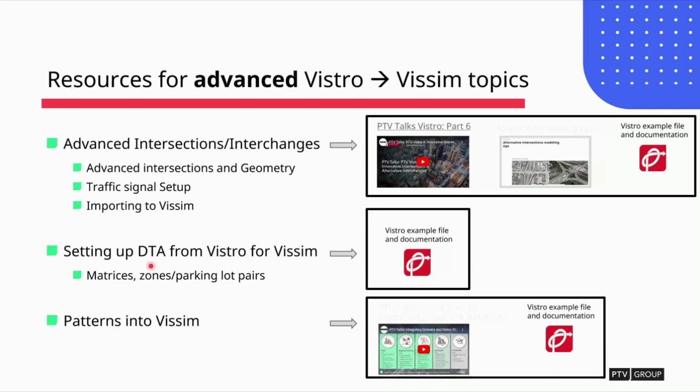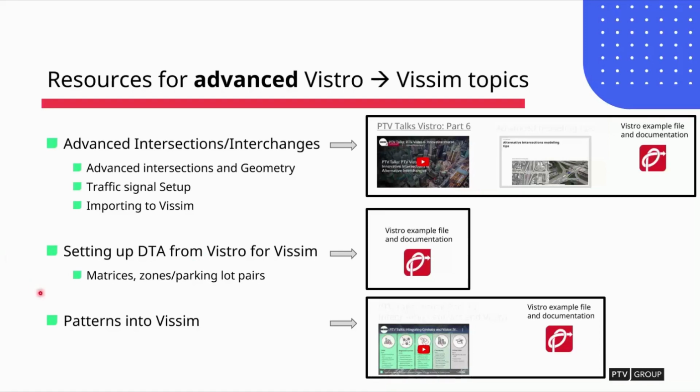And when you import that into Vissim, you get the matrices and you get the zones and parking lots and pairs if you're familiar with DTA and Vissim. We do have an example file and documentation on this, so you can see what that looks like and explore that a little bit further if you're interested in that topic.